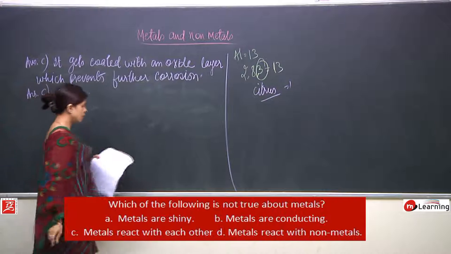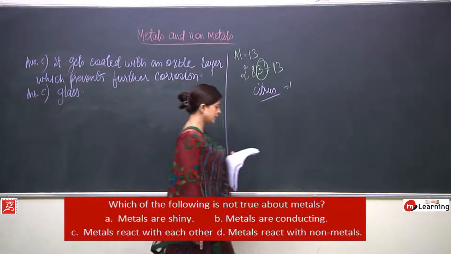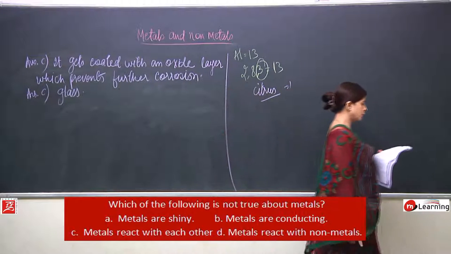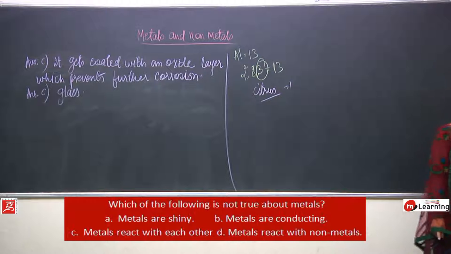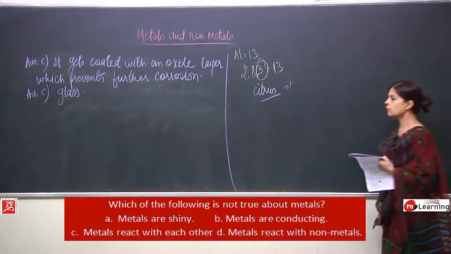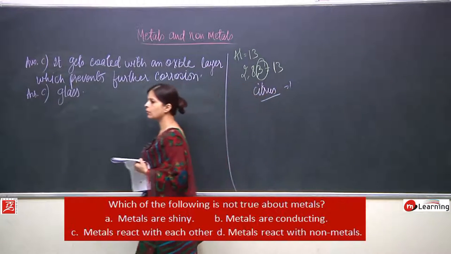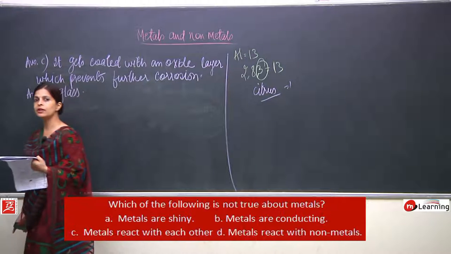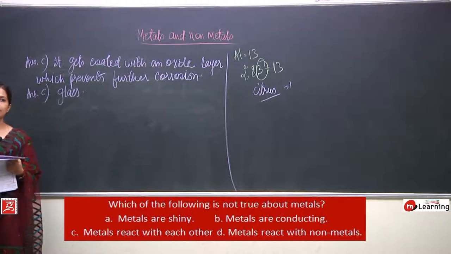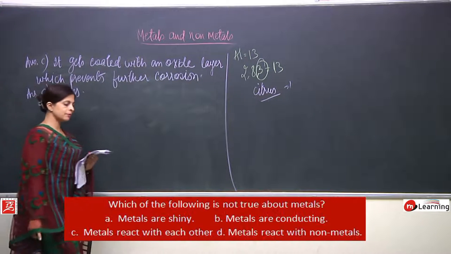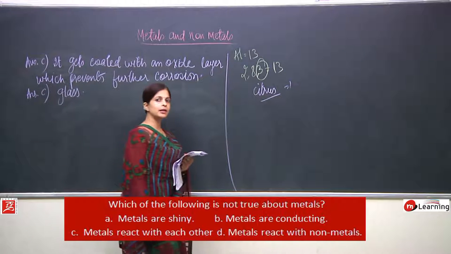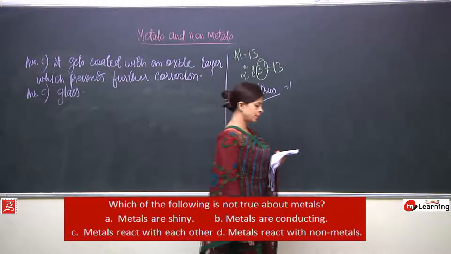Now come to the next one. The next question is, which of the following is not true about metals? That means whatever they are saying, we have to find whether it is a property of metal or it is not a property of metal.